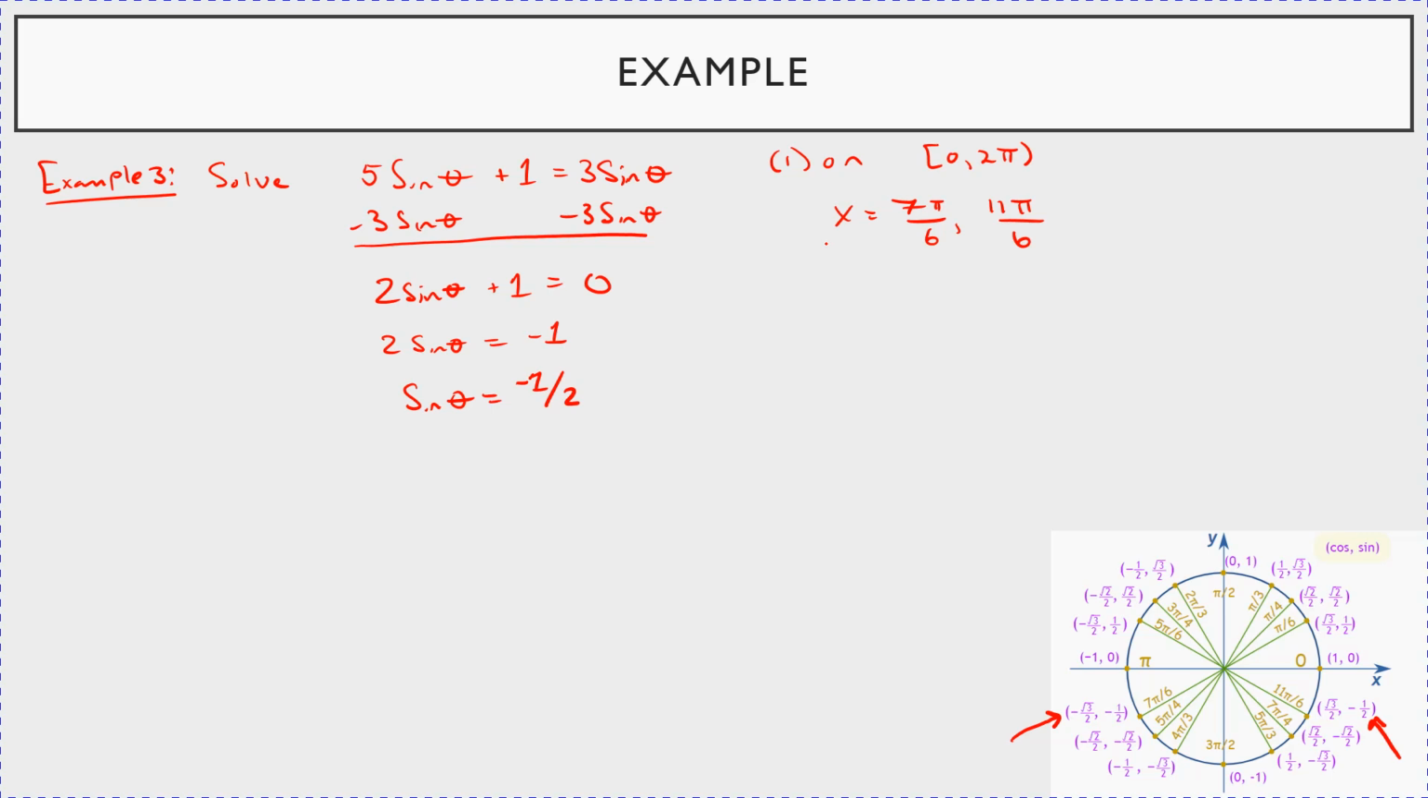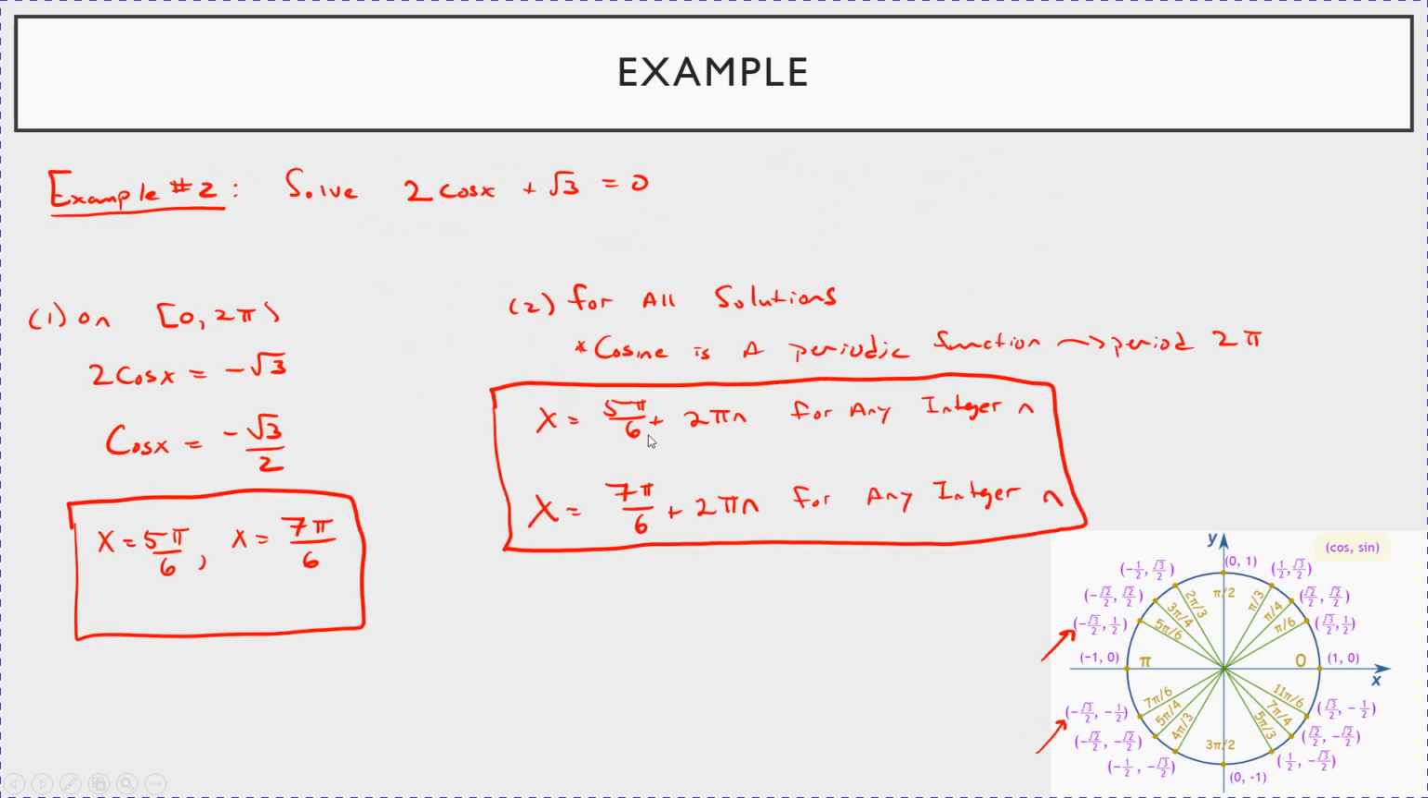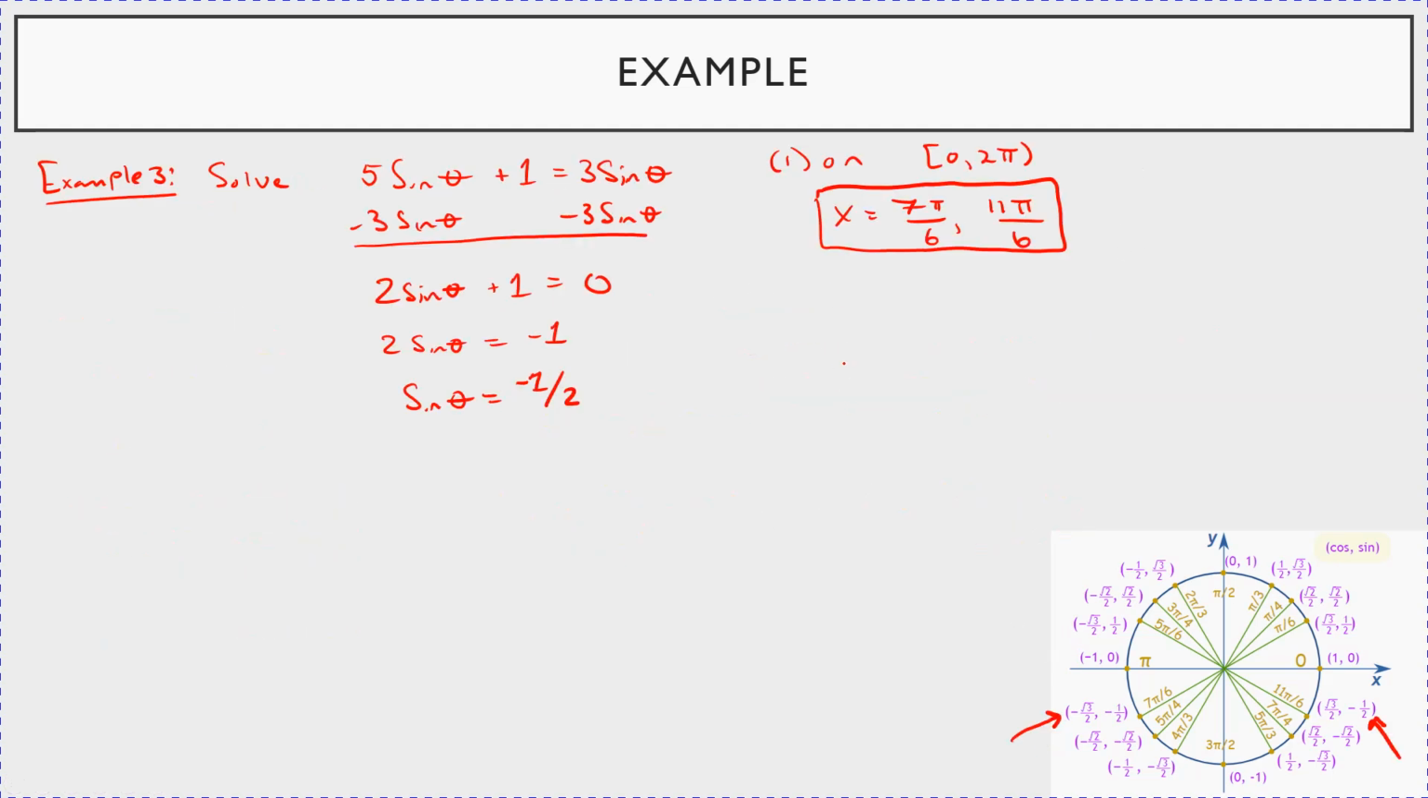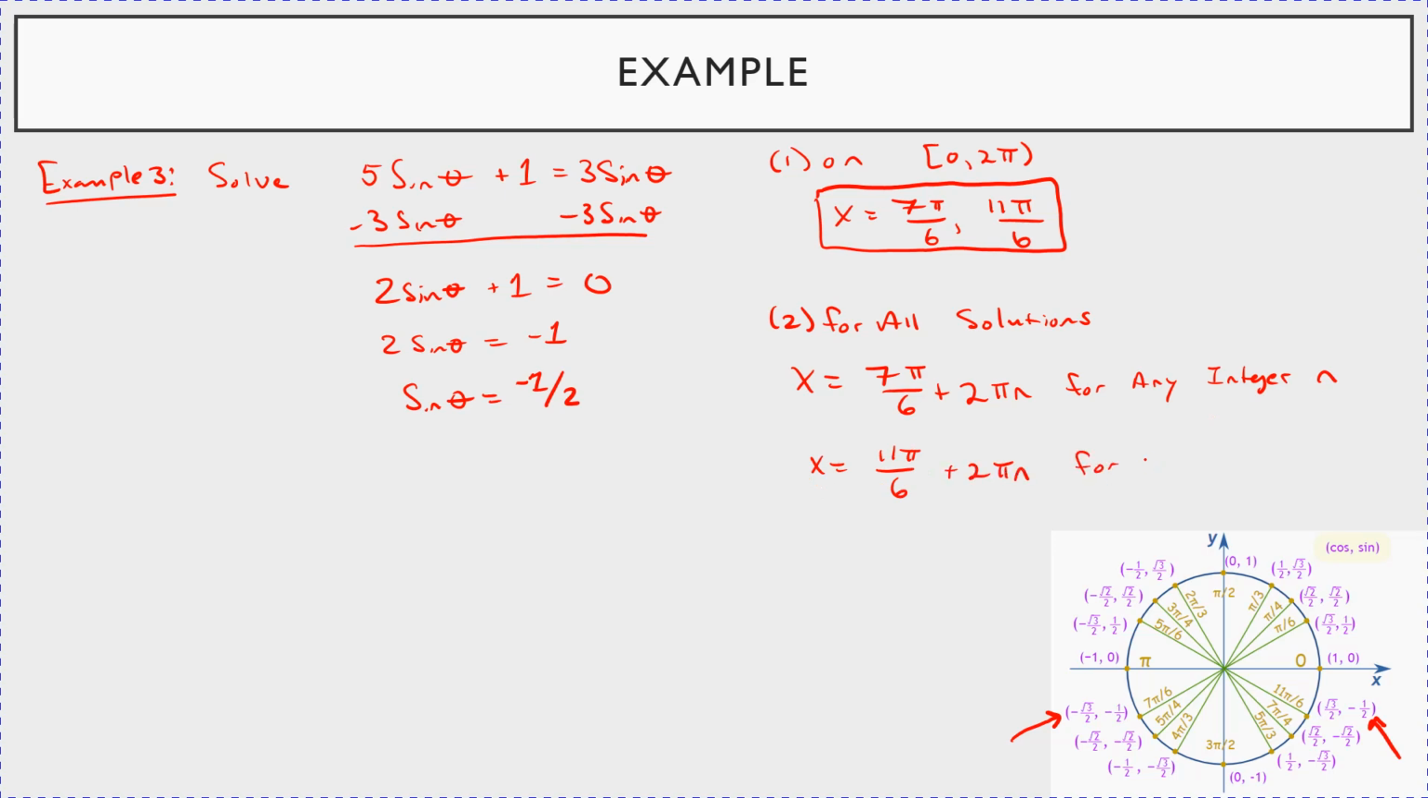And so you can see the procedure. How are we going to find the general solutions? You're just going to tack on to each one of these plus 2 pi n for any integer n, and that's going to give you all solutions. That's because sine is a periodic function with period of 2 pi. So x is equal to 7 pi over 6 plus 2 pi n, for any integer n, and also x is equal to 11 pi over 6 plus 2 pi n, for any integer n.